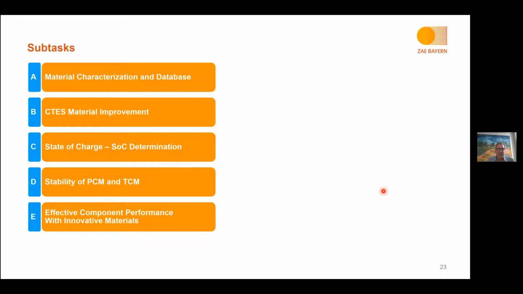Subtask C is the state of charge. So we just started with that one. I think we don't have a lot to present today. And then subtask D will be represented by Christoph, stability of PCM and TCM. And finally, this effective component performance with innovative materials. So this is again about how the materials perform within a component.